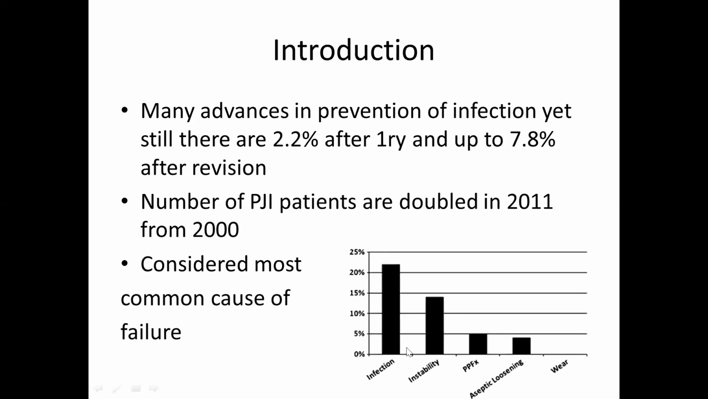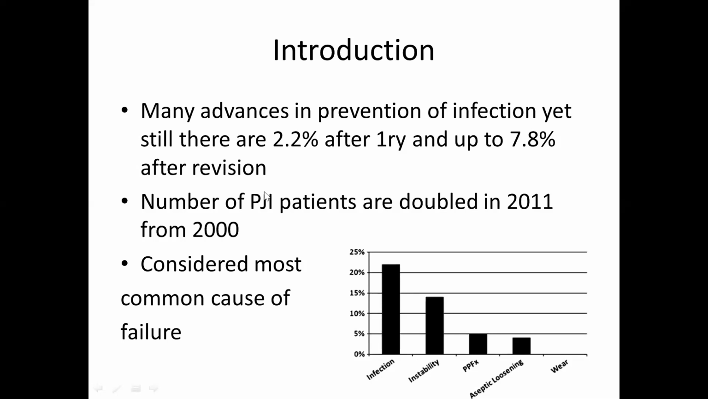As you can see in this graph, infection has a higher rate than other complications like instability, periprosthetic fracture, aseptic loosening, and wear. So once you have any of these other complications, you must rule out infection first. It is not simple, as such a patient requires a lot of resources and a lot of teamwork.